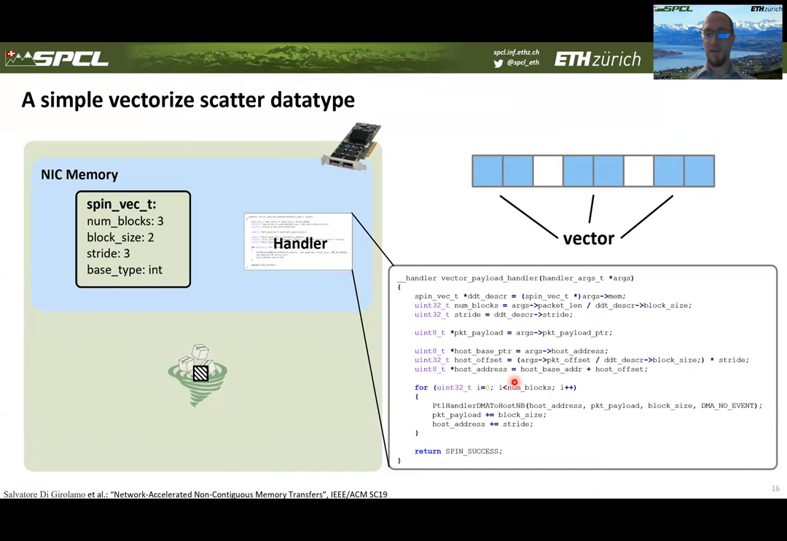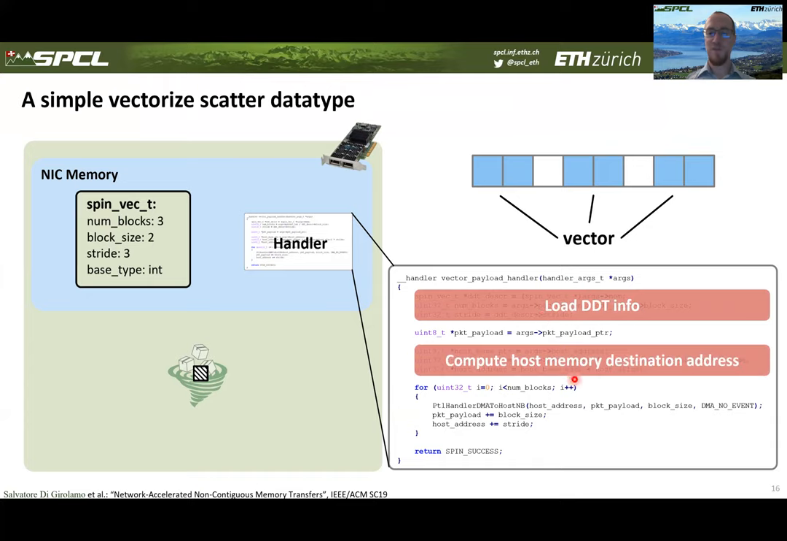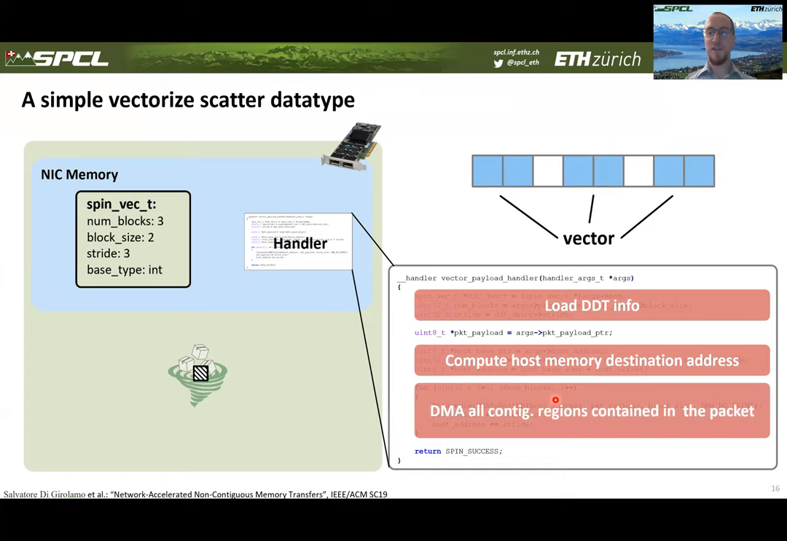And here's the actual handler code. It's not much. Usually these handlers have on the order of tens to at most several hundreds of instructions. So they have to be very small, because if you process at 200G line rate, then you cannot afford very much processing. But they are extremely powerful with these very few instructions. So the first part loads the data type information. The second part computes the destination addresses. And the third part actually implements the splitting of the packet and the DMA into the correct regions in the main memory at the CPU.